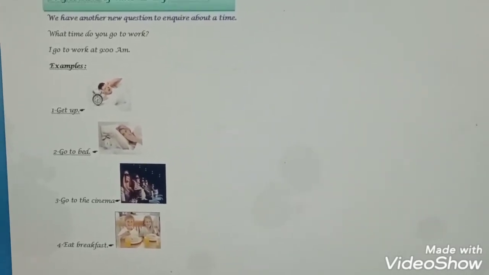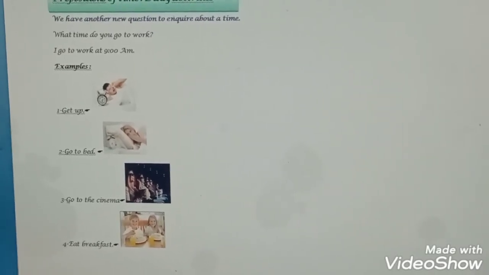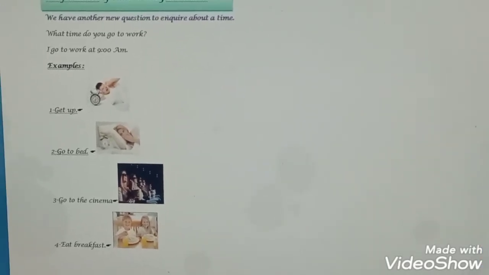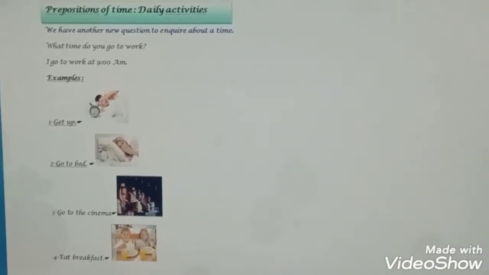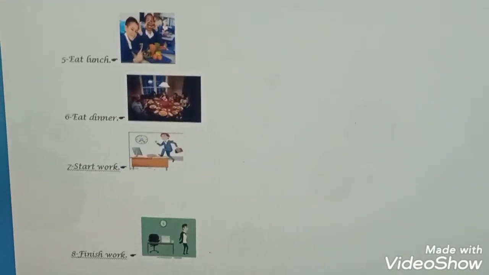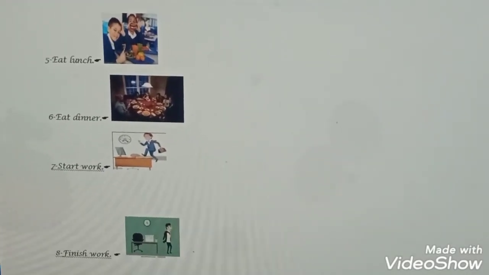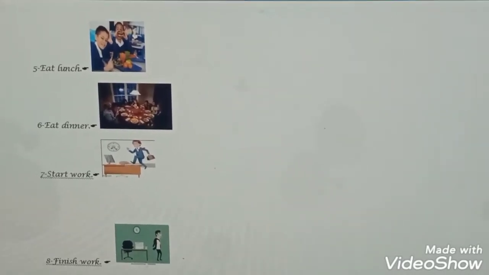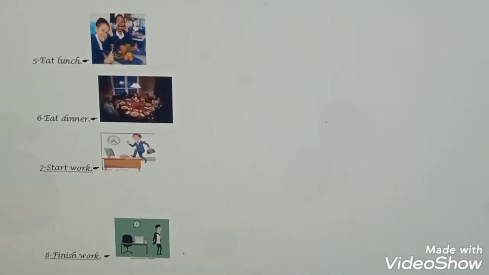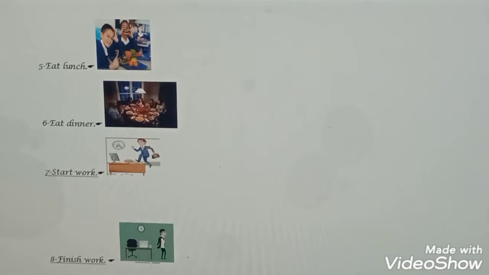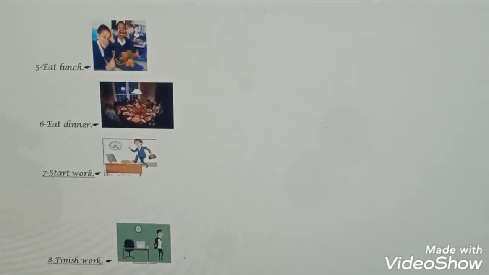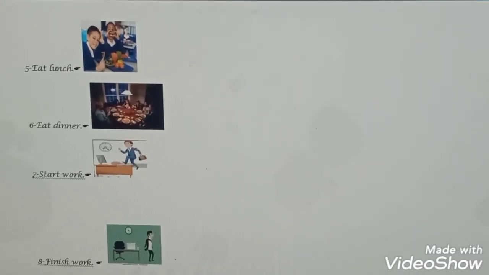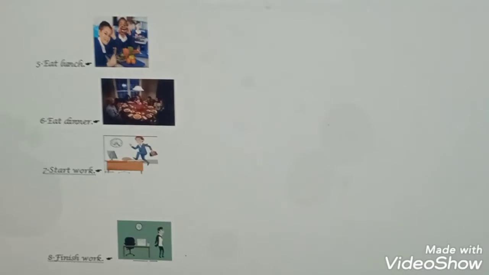We have examples. We have get up, go to bed, go to the cinema, and eat breakfast. Eat lunch. Eat dinner. Start work, and finish work. These are examples of our daily activities. We all agree on them: get up, go to bed, and so on. And we have different daily activities that depend on each person and how they go about their daily work.